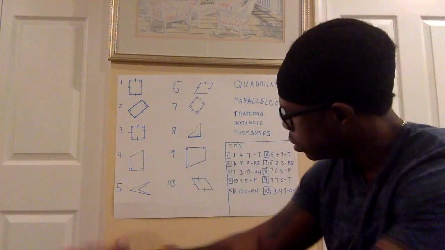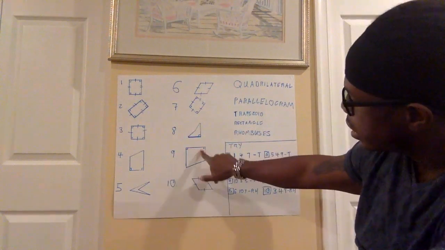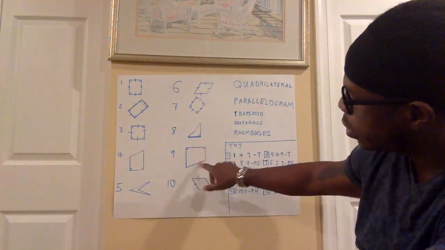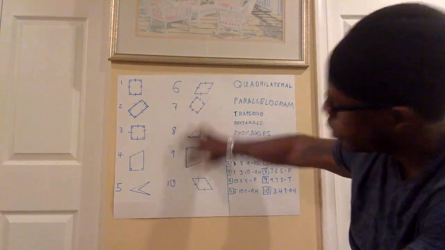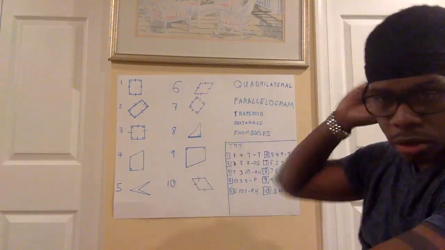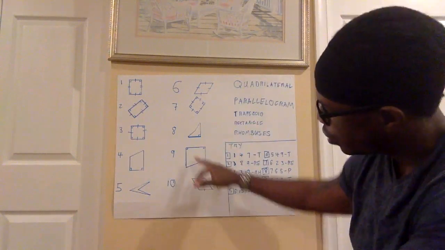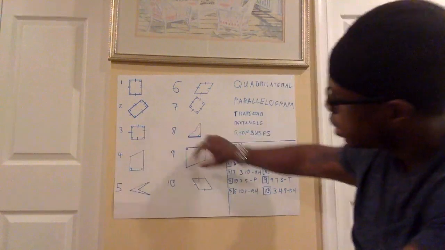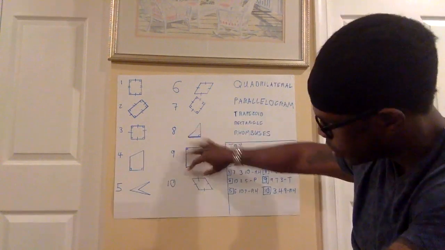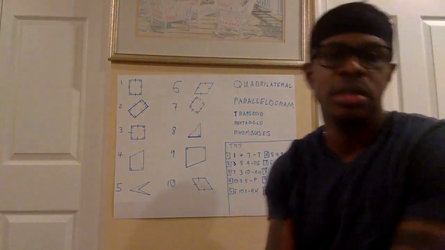Number 9. Would number 9 be a rectangle? No. Number 9 is not a rectangle. It has 2 right angles, but it needs 4, and then it only has 1 pair of parallel lines. So this is parallel, this is not parallel. And then number 10 would not be a rectangle because again, it does not have the 4 right angles, and it has the parallel lines, which is good, but it doesn't have the 4 right angles. So that would not be a rectangle.